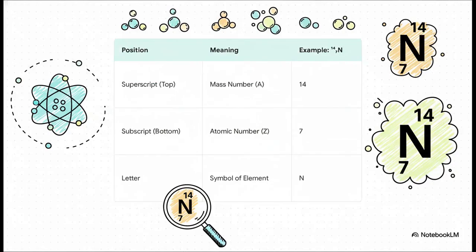Now in chemistry, we have a standard way to write all this information down. Let's take nitrogen as our example. Its symbol is N. The mass number, A, is written as a superscript. That means it goes on the top left. So in this case, it's 14. The atomic number, Z, is written as a subscript, so it goes on the bottom left. Here, it's 7. So just by looking at this, you immediately know that a nitrogen atom has 7 protons and a total of 14 nucleons. That is, 14 protons and neutrons combined.